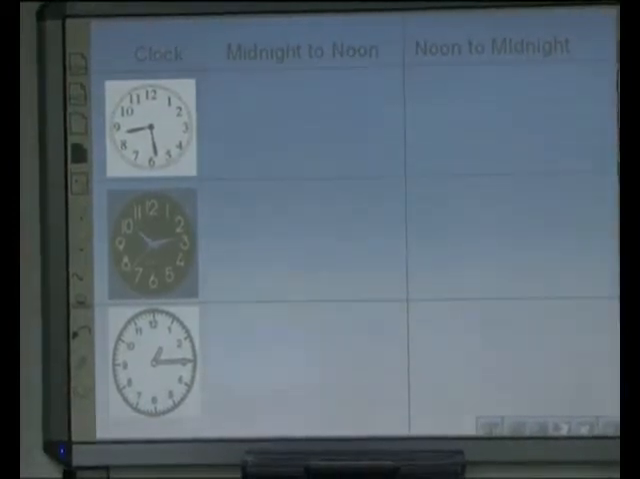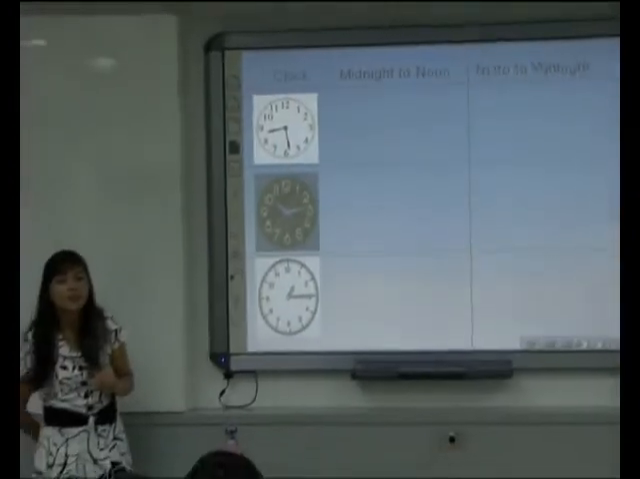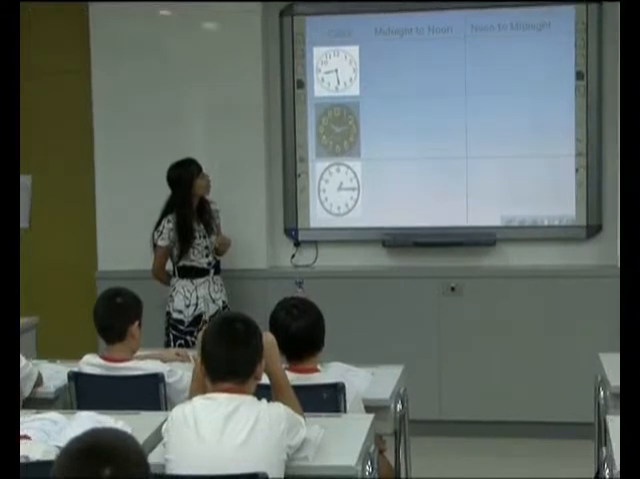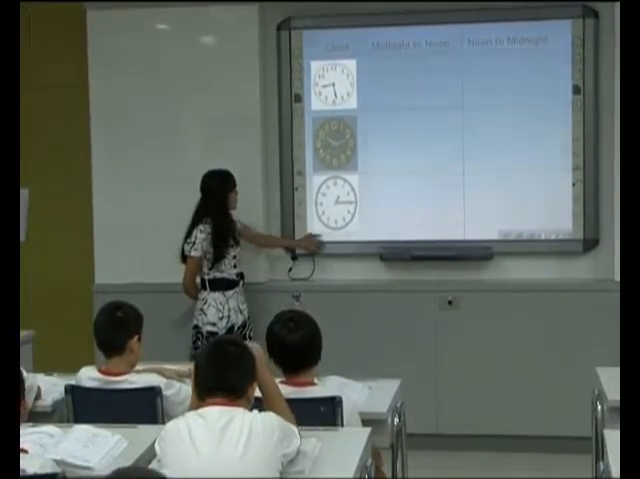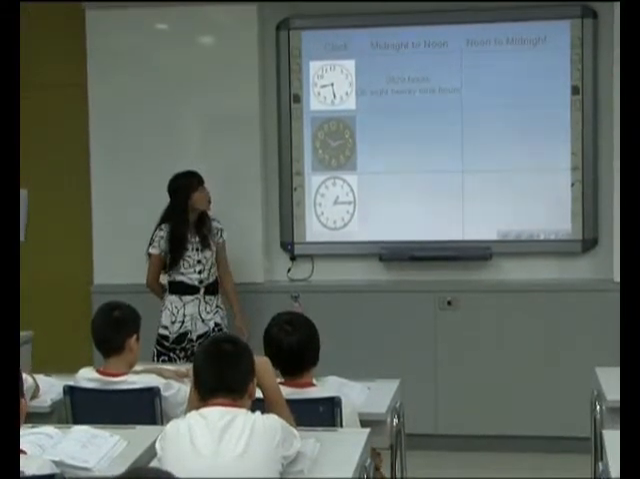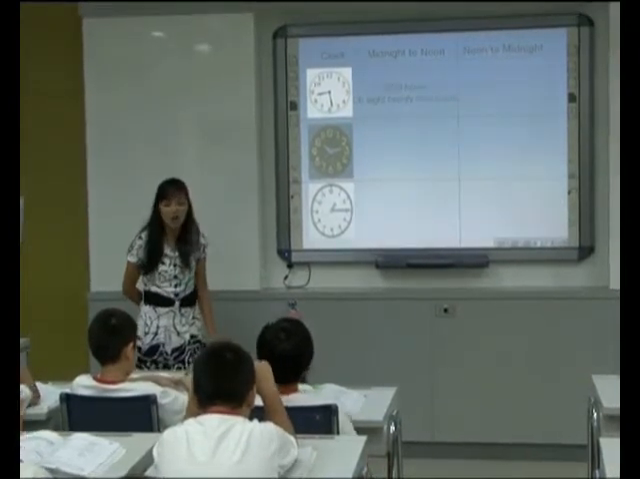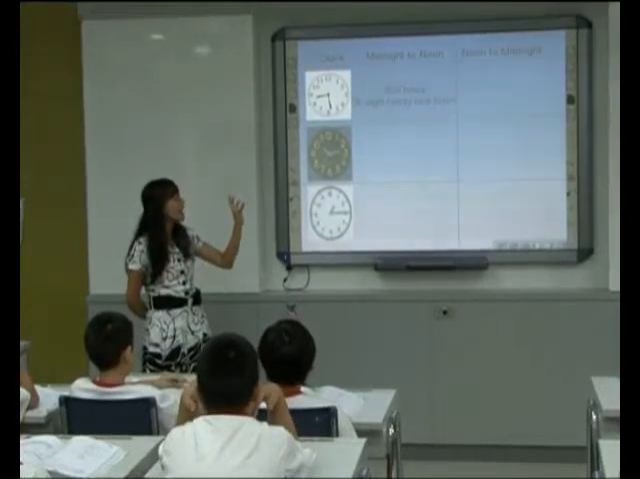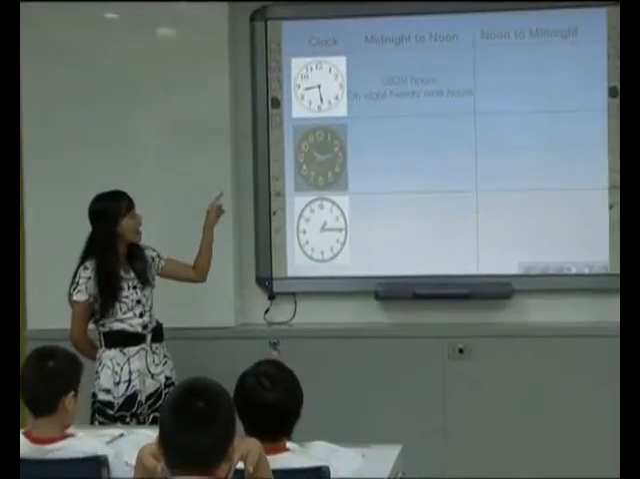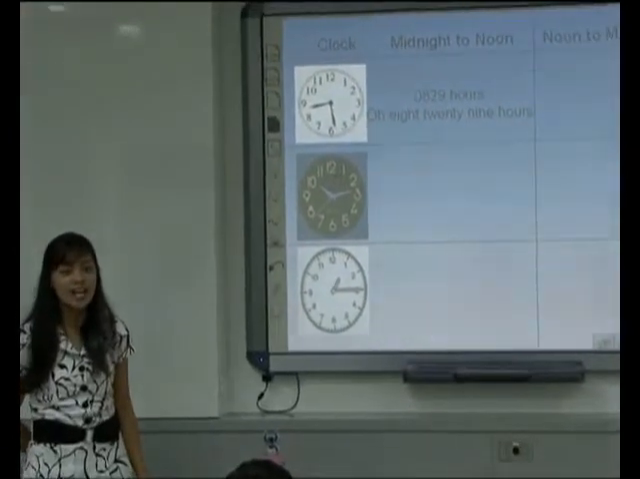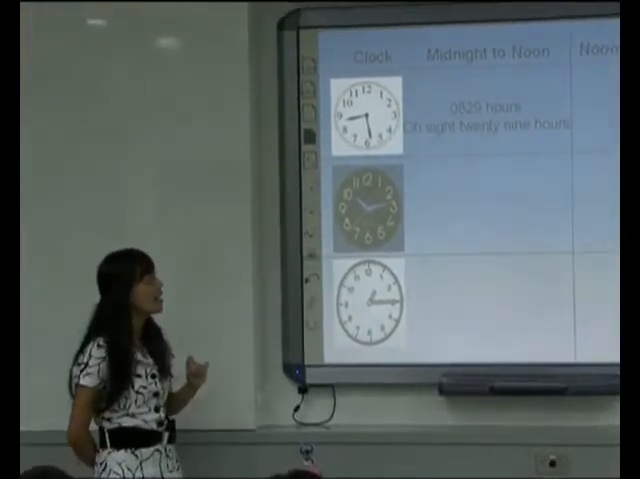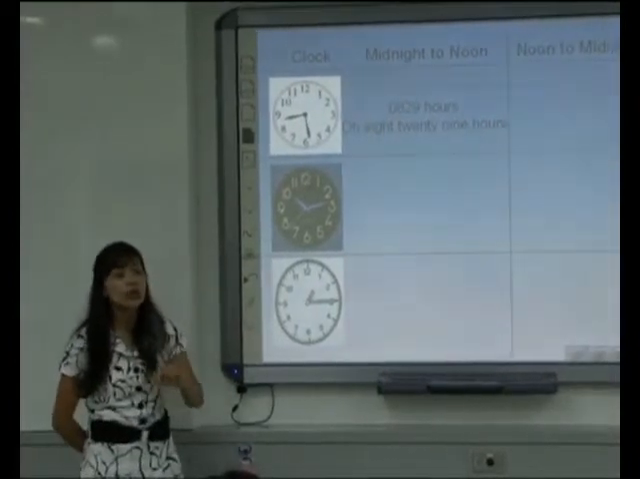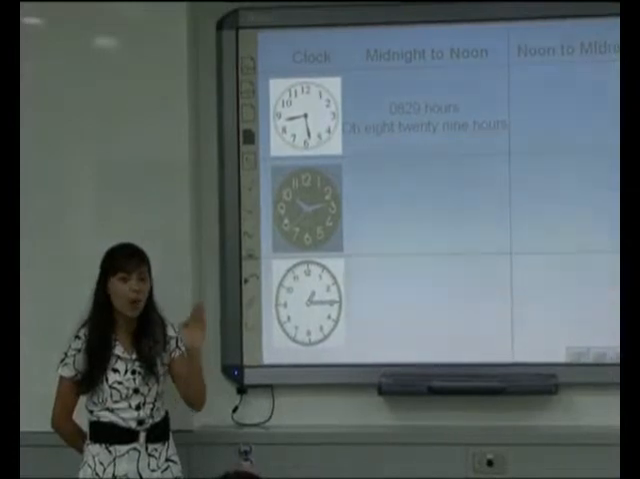Okay, let's have another one. Okay, you're going to read it this way: 0-9-0-0 hours. You have to read it that way. So that is how you are going to read it. Don't forget there is "hours". Do not use AM or PM.